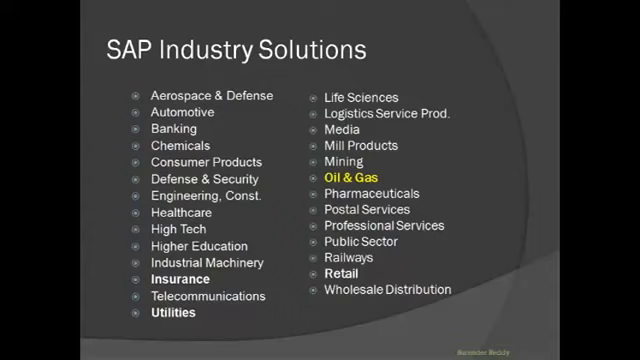Among these, in India, the most popular ones based on the compensation and market demand are oil and gas, retail, utilities. Nowadays, insurance is also coming into India. But aerospace, automotive, banking are not popular in India, though in the US and UK they are using aerospace, automotive and banking also.